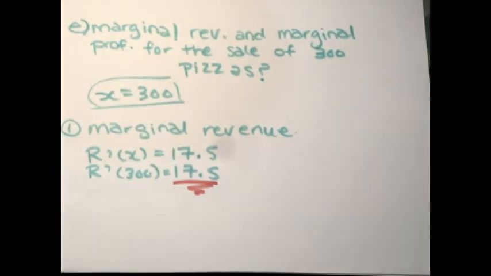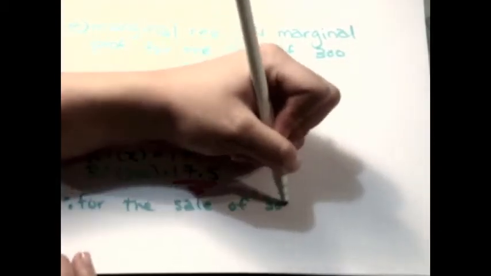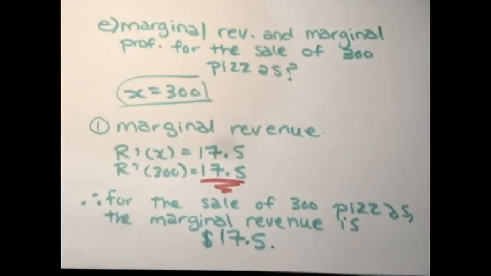So that's just saying that it doesn't matter if we sell one pizza, 100 pizzas, 1,000 pizzas, a million pizzas, we're always going to make $17.50 on each pizza. So therefore we can say that for the sale of 300 pizzas, the marginal revenue we make is $17.50.